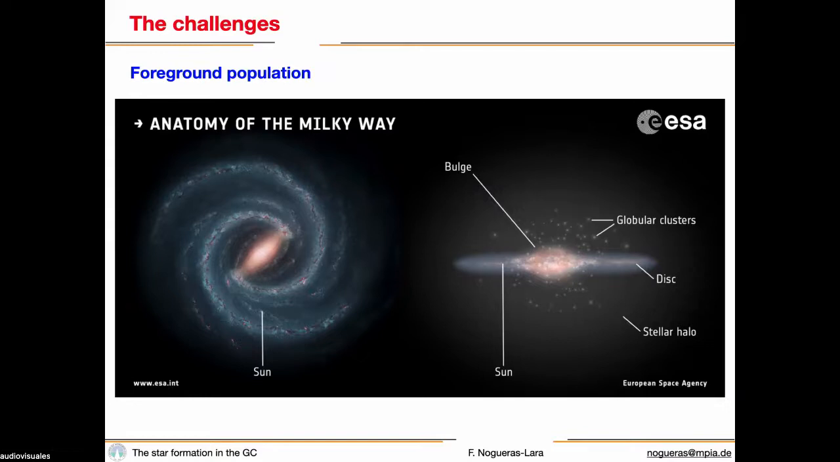And we have the first problem. It's the anatomy of the Milky Way. So we need to go through all the spiral arms, then the galactic bar, and then finally we will end up there in the galactic center.